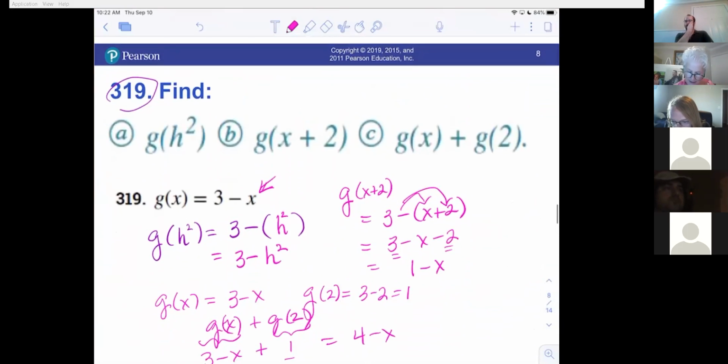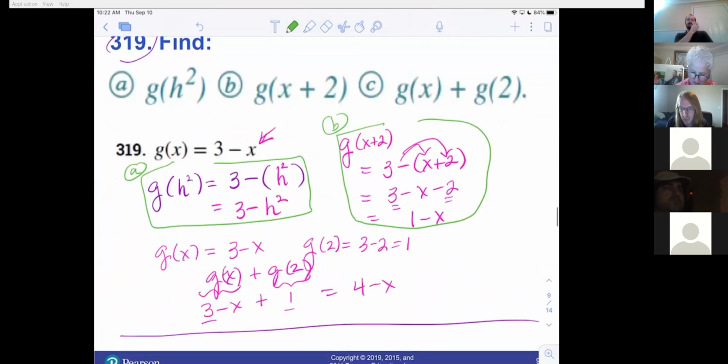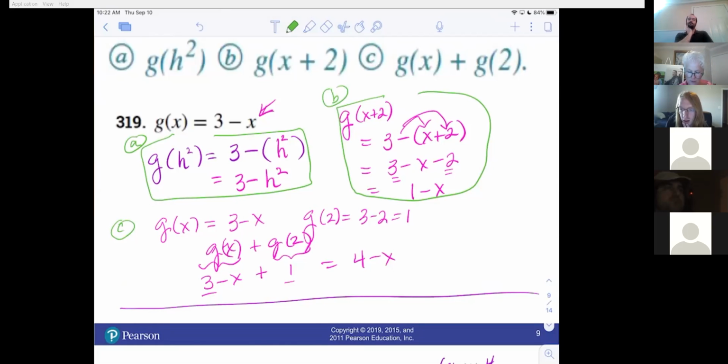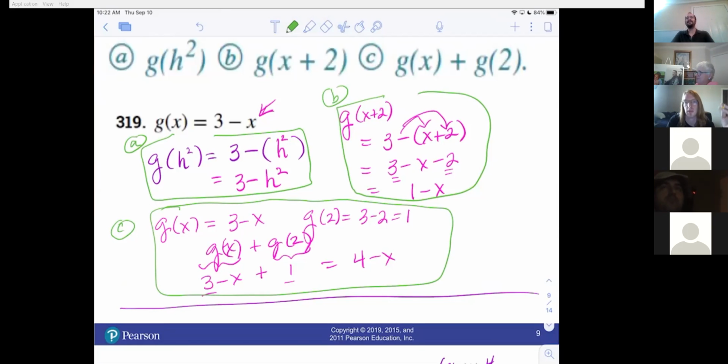So this one was A, this was B, and then this is C, the g of x plus g of 2. For g of x, you first found g of x by just plugging in x, and then for g of 2, you just plug in 2. And then you just combine them. There's also an overarching point they're trying to make here: distribution doesn't work because this is not multiplication. And it doesn't work with any functions. It cracks me up when someone tries to distribute a log or an exponent. No, that doesn't work.